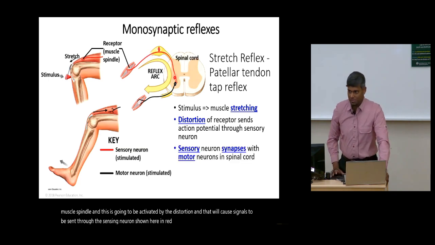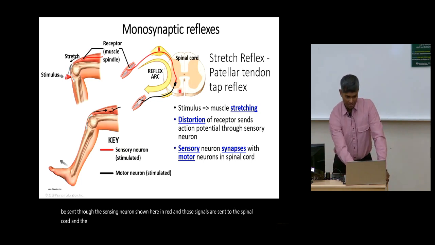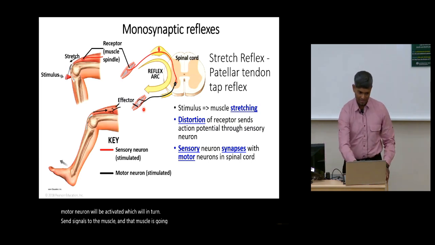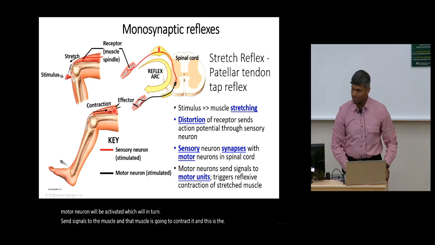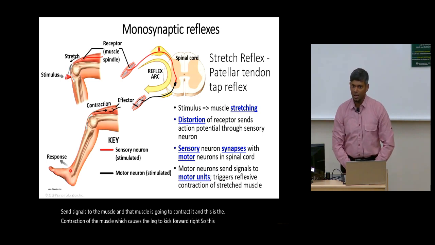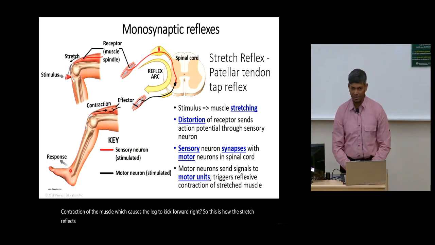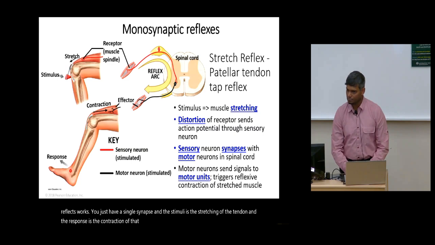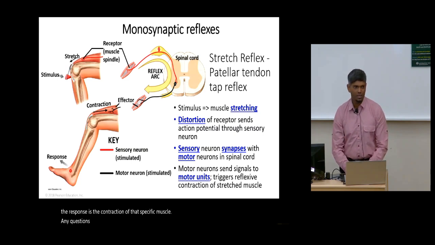And that will cause signals to be sent through the sensory neuron shown here in red, and those signals are sent to the spinal cord, and the sensory neuron synapses with the motor neuron shown here in black, and that motor neuron will be activated, which will in turn send signals to the muscle, and that muscle is going to contract, right? And this is the contraction of the muscle which causes the leg to kick forward, right? So this is how the stretch reflex works. You just have a single synapse, and the stimulus is the stretching of the tendon, and the response is the contraction of that specific muscle. Any questions on monosynaptic reflex?